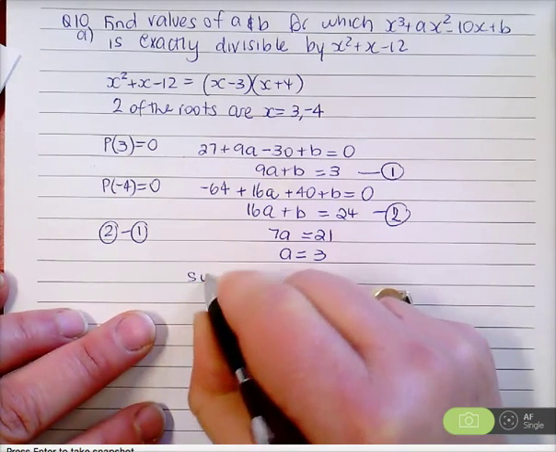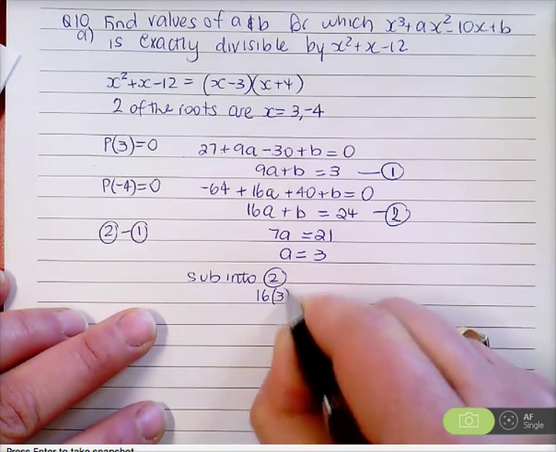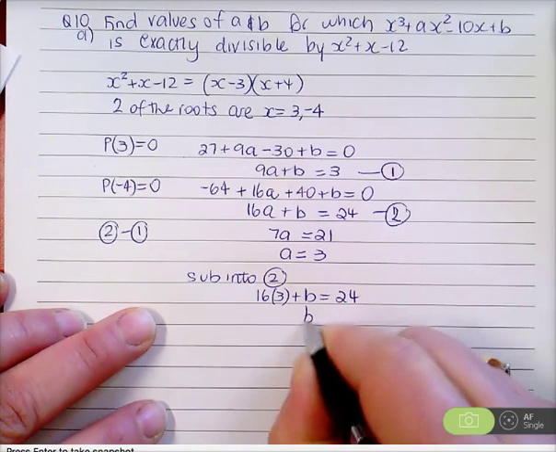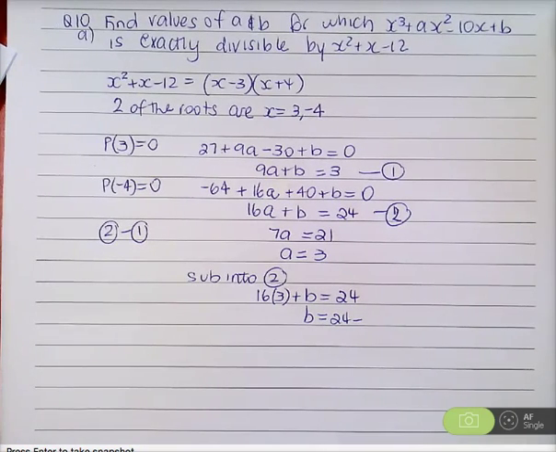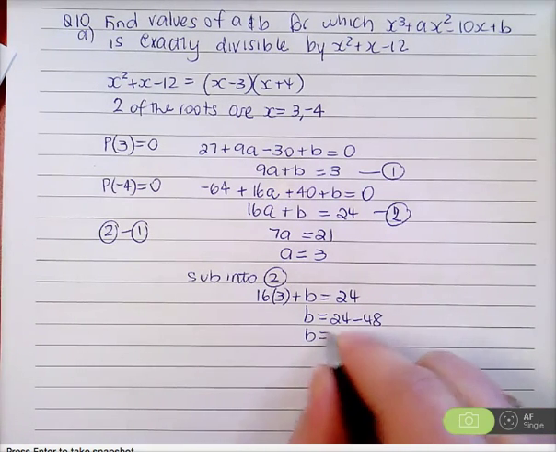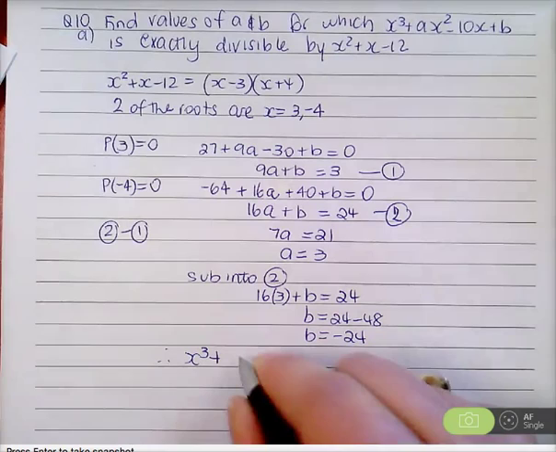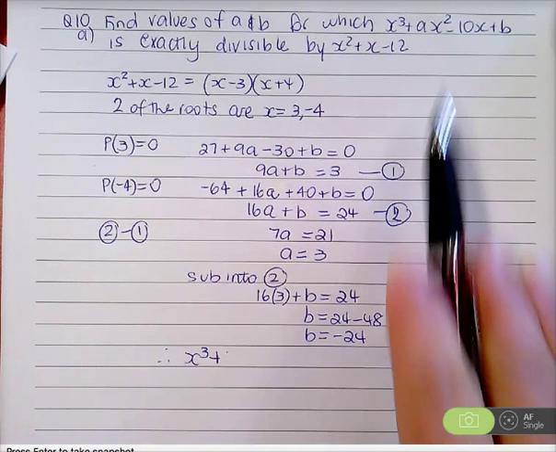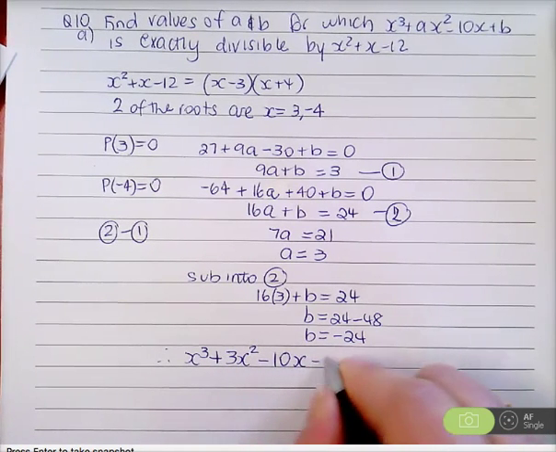Sub into equation 2 will do. 16 times 3 plus b is 24. b is 24 minus, what are 16 threes? I worked it out a minute ago. So b is, therefore your equation, your polynomial, is x cubed plus x squared minus 10x minus 24.